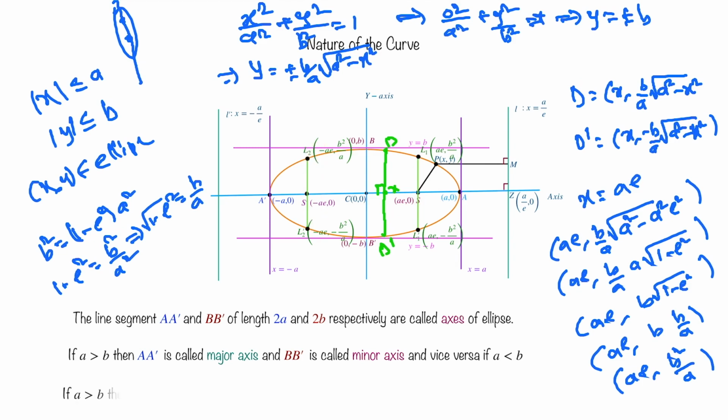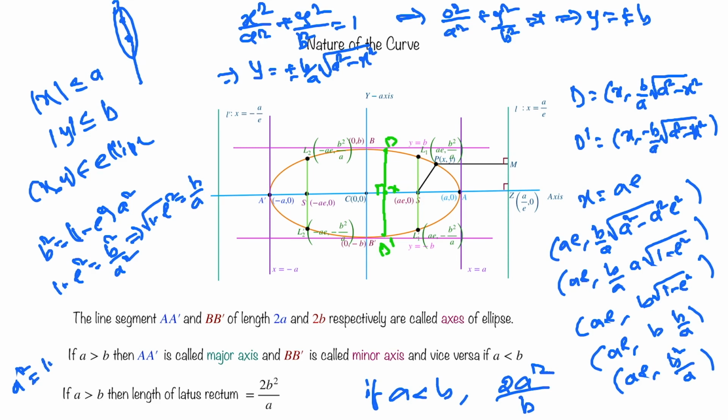So if a greater than b, the length of the latus rectum will be 2b square by a. If a less than b, then the length of the latus rectum will be 2a square by b. Because when a is less than b, the relation we have between a, e, b is a square equal to 1 minus e square times b square. So you will use that relation.